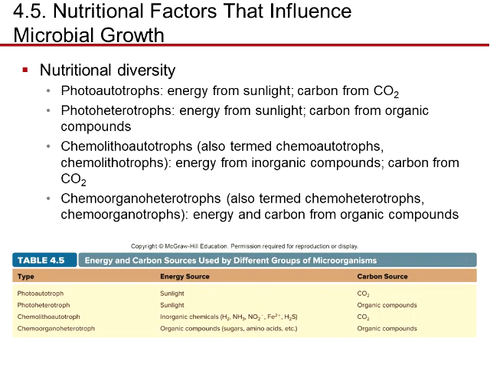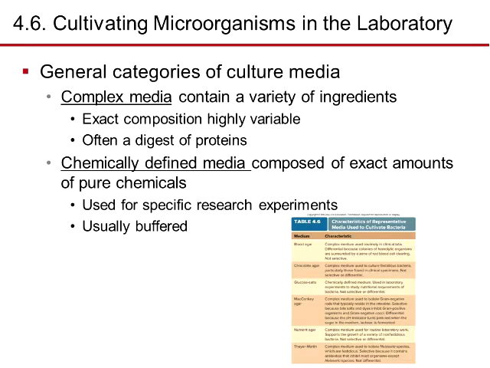There's nutritional diversity, which is based on the phototrophs, which use energy from sunlight and carbon from CO2. We have the photoheterotrophs, which get energy from sunlight but carbon from organic compounds. We have the chemolithoautotrophs, also termed chemoautotrophs or chemolithotrophs. They get energy from inorganic compounds and carbon from CO2. And the chemoorganoheterotrophs, also termed chemoheterotrophs or chemoorganotrophs, get energy and carbon from organic compounds. This talks about where they get the energy and where they get their carbon. They need both to survive and to grow.